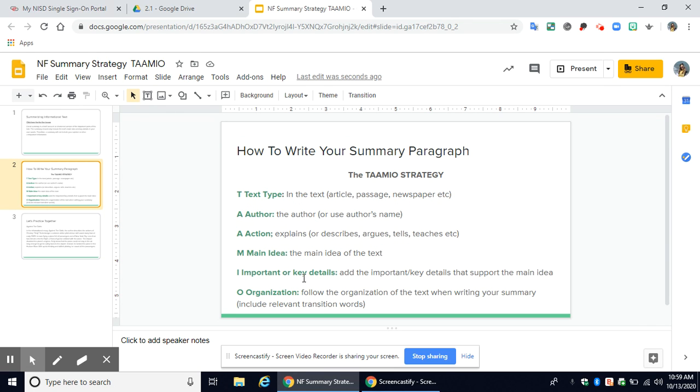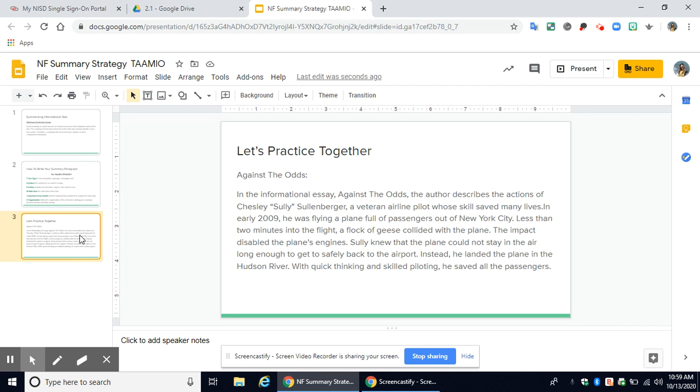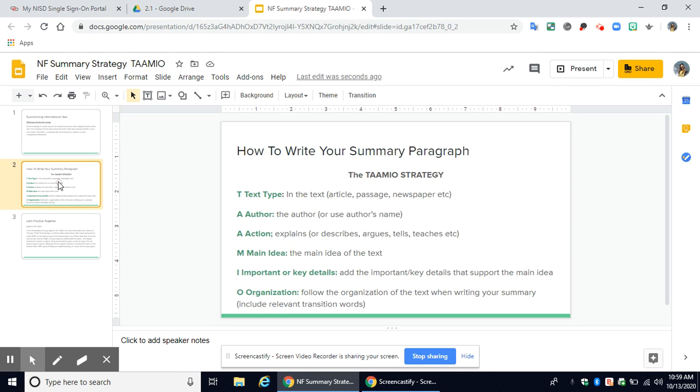And then the I, which is important or key details. So you're adding just important things you need from the main idea. Here we're adding that he couldn't stay in the air, so instead of flying it into an actual airport, he did have to just land in the river. Here he landed the plane in the Hudson River. And then the O, organization.